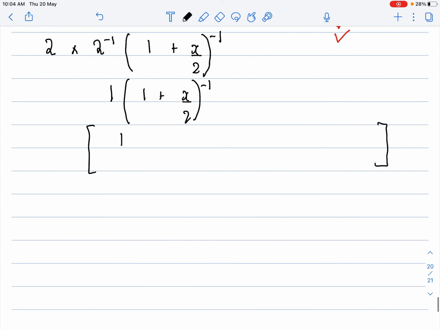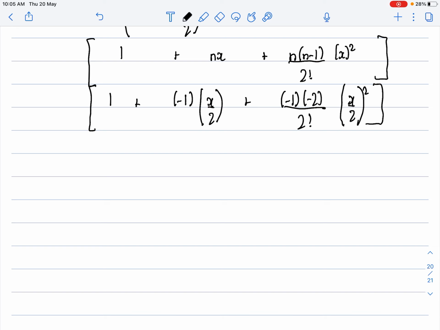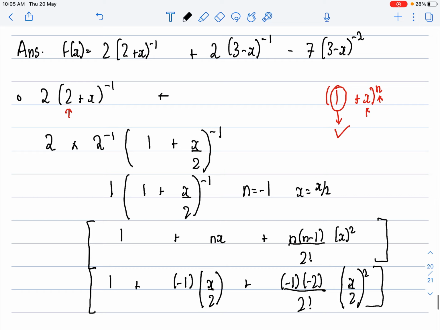So my formula is simply 1 plus nx plus n into n minus 1 over 2 factorial into x square. My n I know is minus 1, my x I know is x over 2. So I can basically write this as 1 plus minus 1 into x over 2 plus minus 1 into minus 2 over 2 factorial into x over 2 the whole square. So I can basically get this as 1 minus x over 2 plus x square by 4. This is for part 1 here.